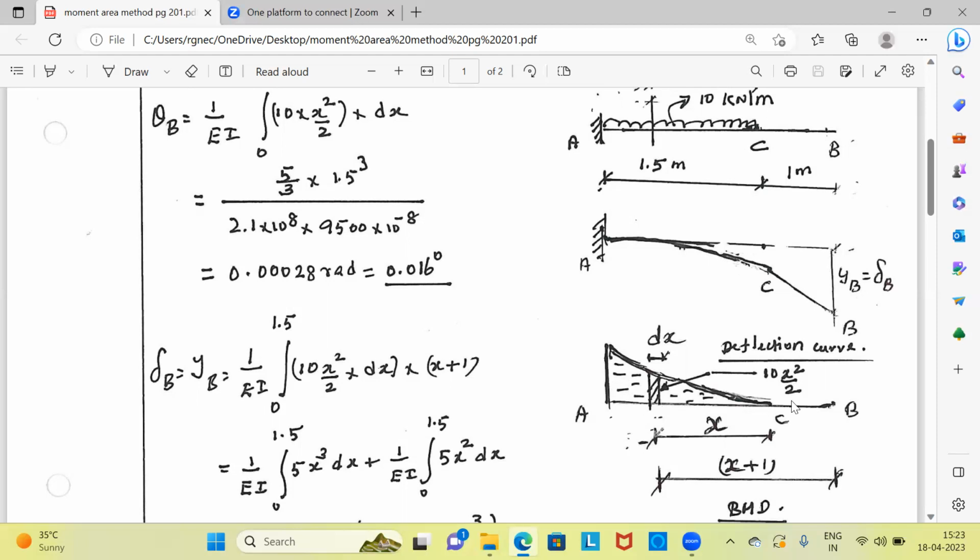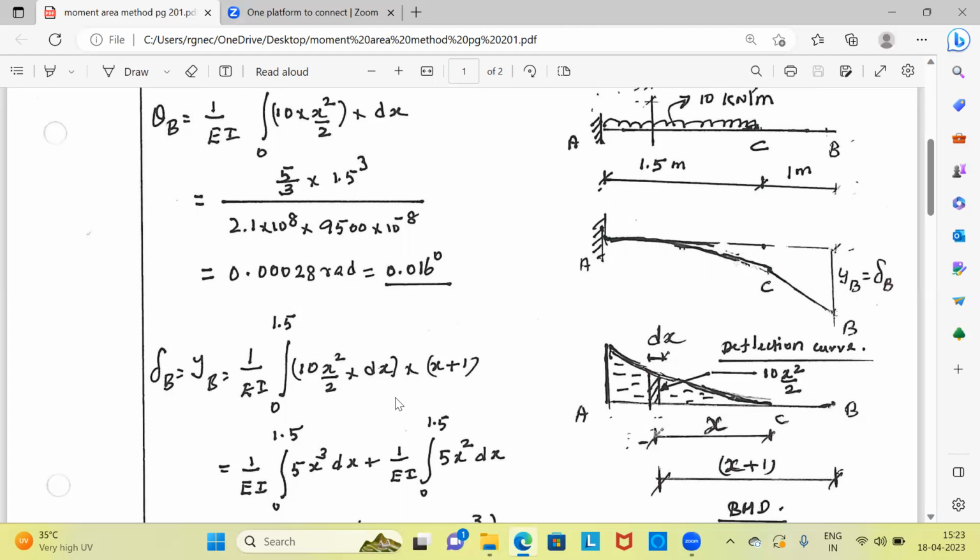Now, at any distance x from C, the bending moment ordinate is equal to 10x square by 2. 10 into x is the total load, and x by 2 is the resultant lever arm. 10x square by 2 is the bending moment ordinate. Consider an elementary strip dx. So the area of the bending moment diagram is 10x square by 2 into dx, integrated. The limits: C is the origin. C to A means 0 to 1.5. This is the area of the bending moment diagram.